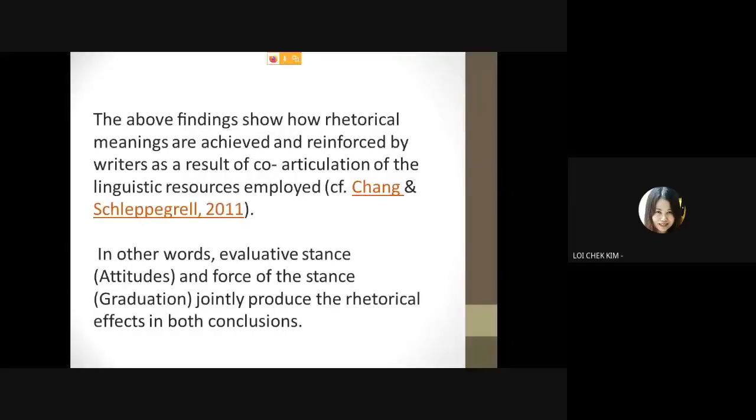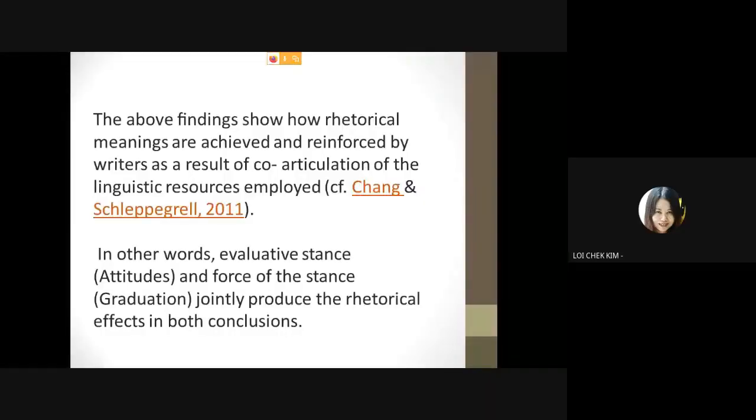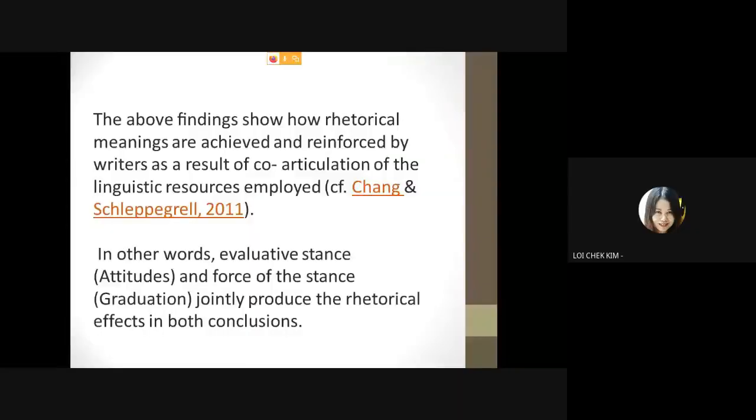Now, the above findings show how rhetorical meanings are achieved and reinforced by writers as a result of co-articulation of the linguistic resources employed according to these authors. In other words, evaluative stance in the form of attitudes and force of the stance in the form of graduation jointly produce the rhetorical effects in both conclusions, or to be more specific, in the Malay research conclusions.